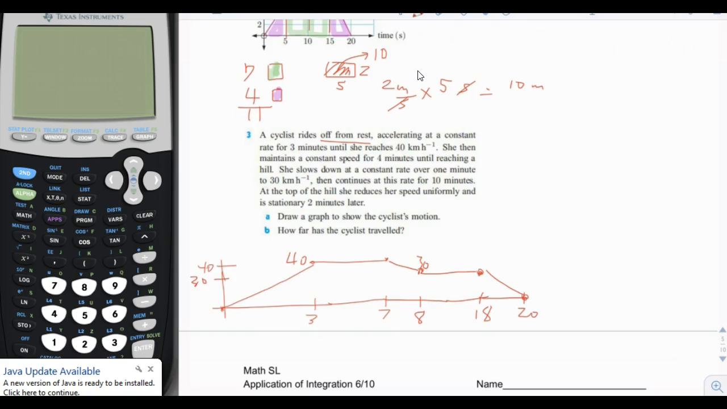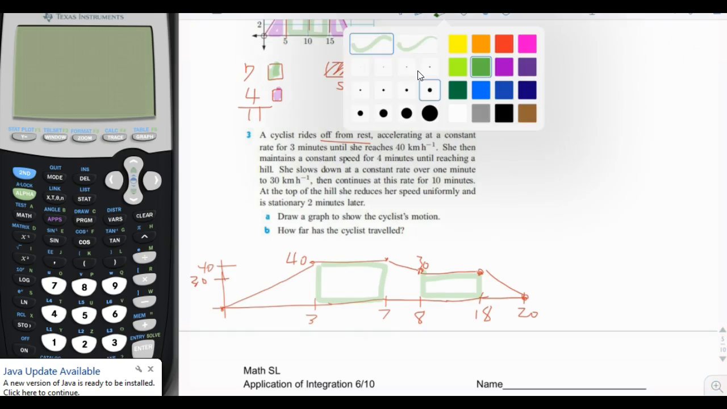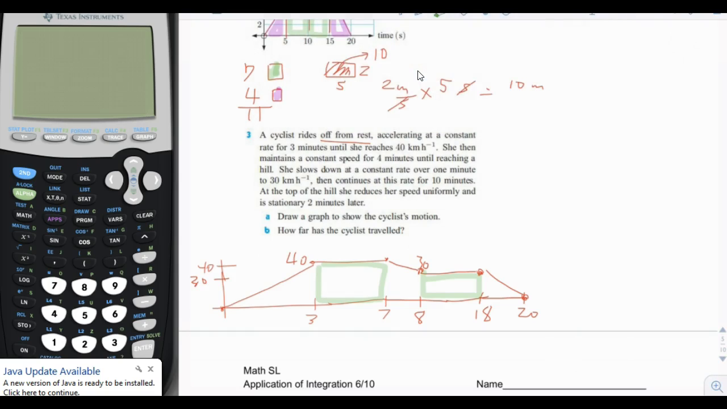How far has the cyclist traveled? Okay, so let's do the same thing we did before. These rectangular regions we'll draw with green. And then we have another rectangular region kind of there. And then the triangular regions we'll draw in purple. So that's a triangle, and that's a triangle.